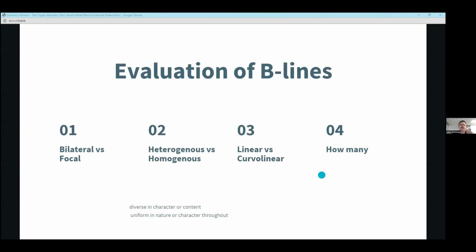So now we understand roughly why B lines exist. How do we evaluate them in patients? I've come up with 4 things that are important to the evaluation of B lines.